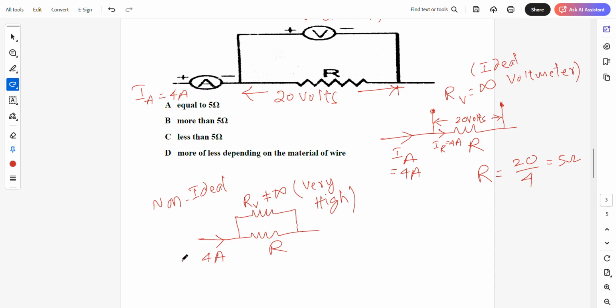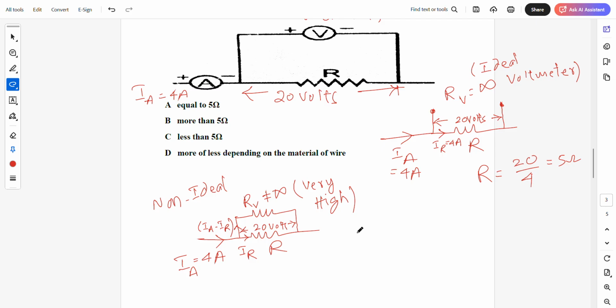This current IA will be flowing like this. It gets divided. Here IR goes, this will be IR, right? And what about here? The current that goes here is IA minus IR, the remaining current will flow here. So here it is IA, here IR. Now this is how many volts? 20 volts.